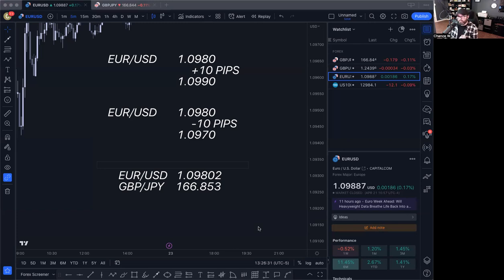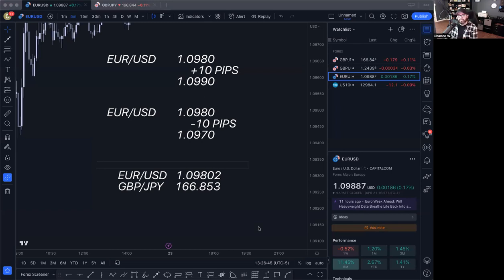4th decimal place, I sound like a broken record. 4th decimal place on major forex pairs is the pip. The 5th decimal place is the pipette. On Japanese yen pairs, the 2nd decimal place is the pip. The 3rd decimal place is the pipette.